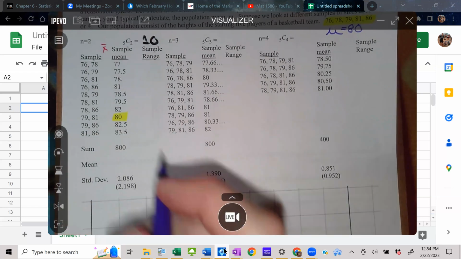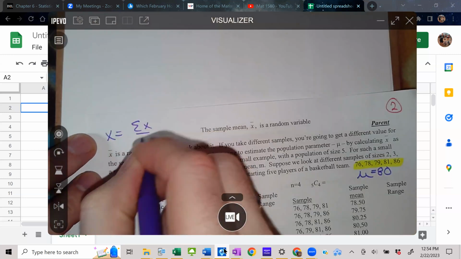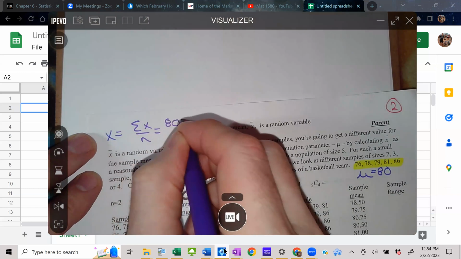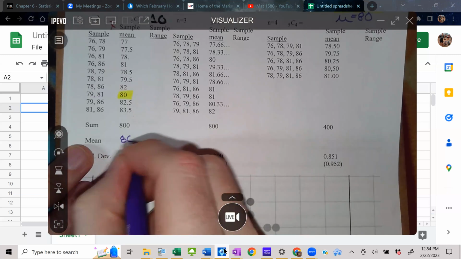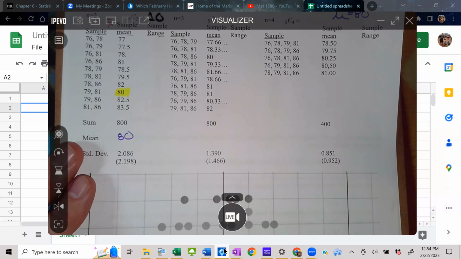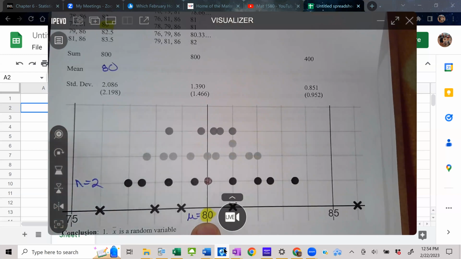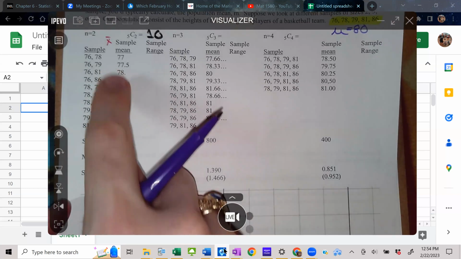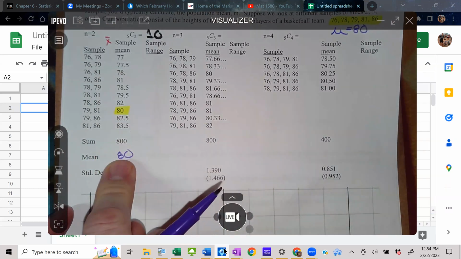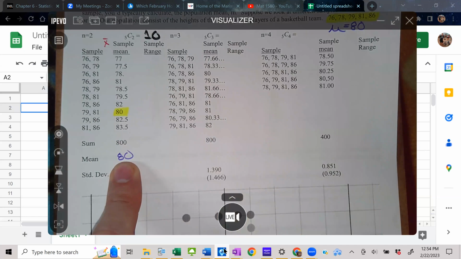80. Remember, X bar is the sum of your data divided by n, which is 800 divided by 10, and that's 80. So we get 80. Now that's kind of a coincidence. We're trying to estimate the population mean. Even though we don't often hit it with our sample mean, this is saying on average, your sample mean's not a bad guess, because on average, you're going to get the right number. So interesting.